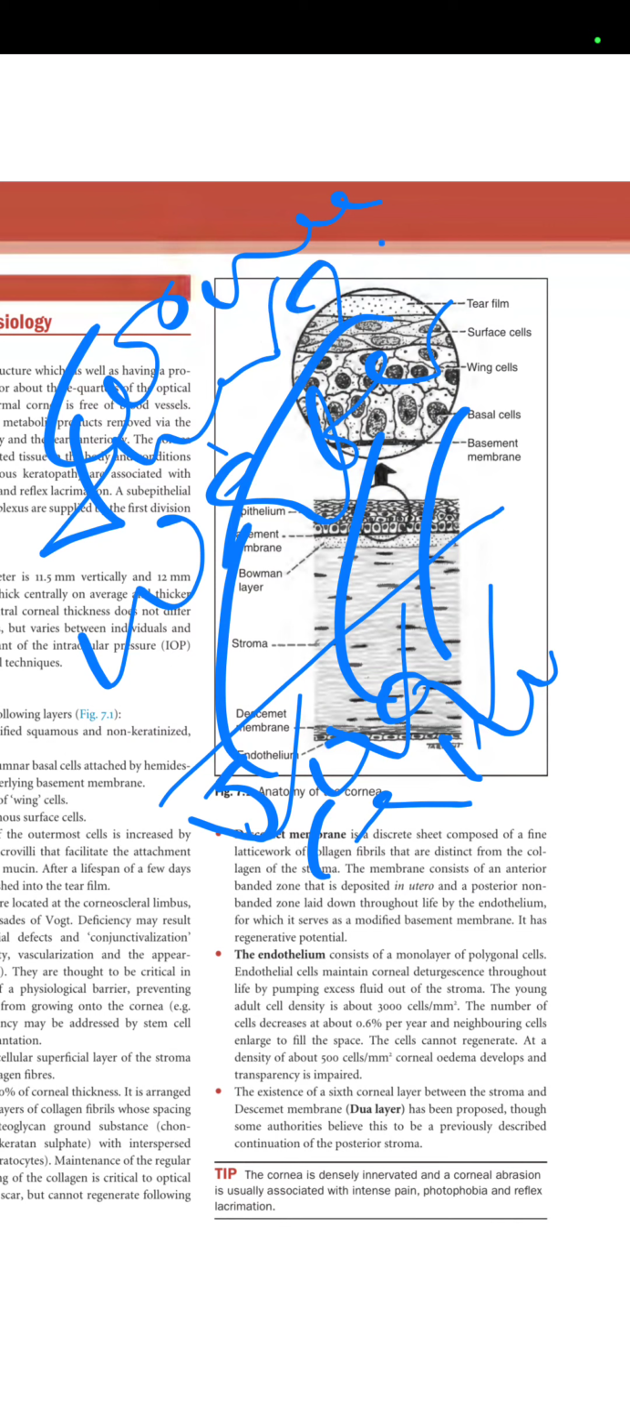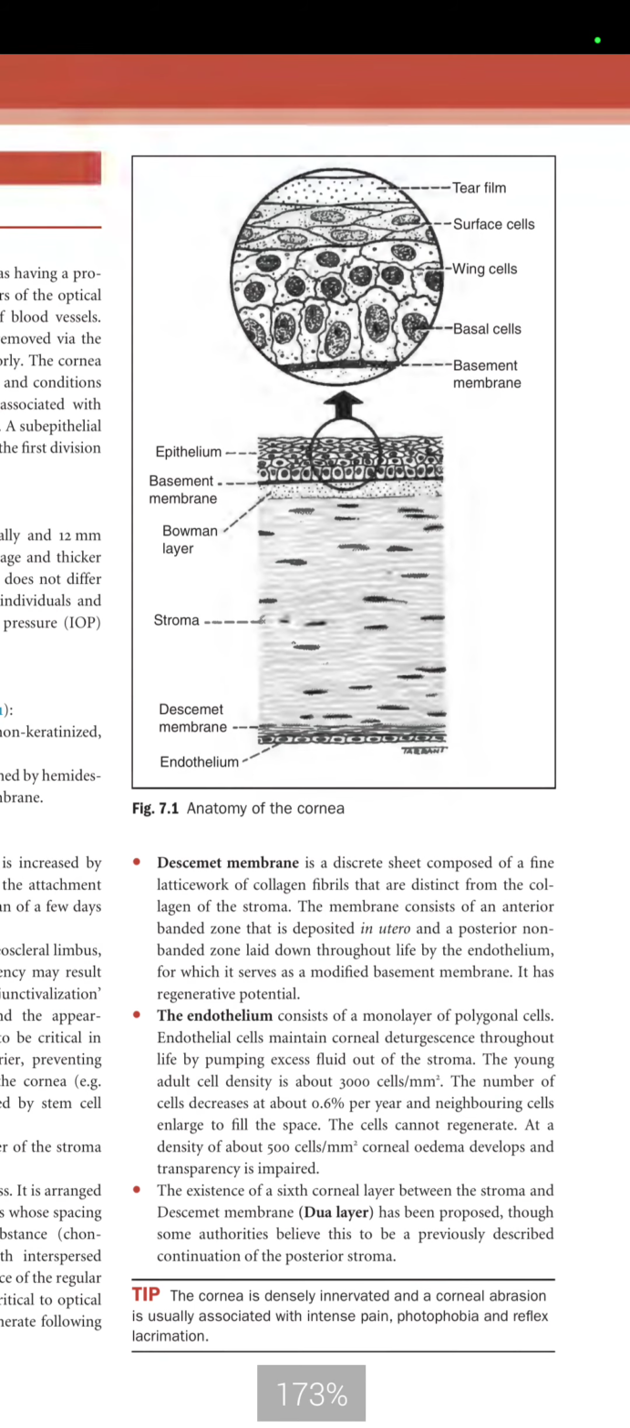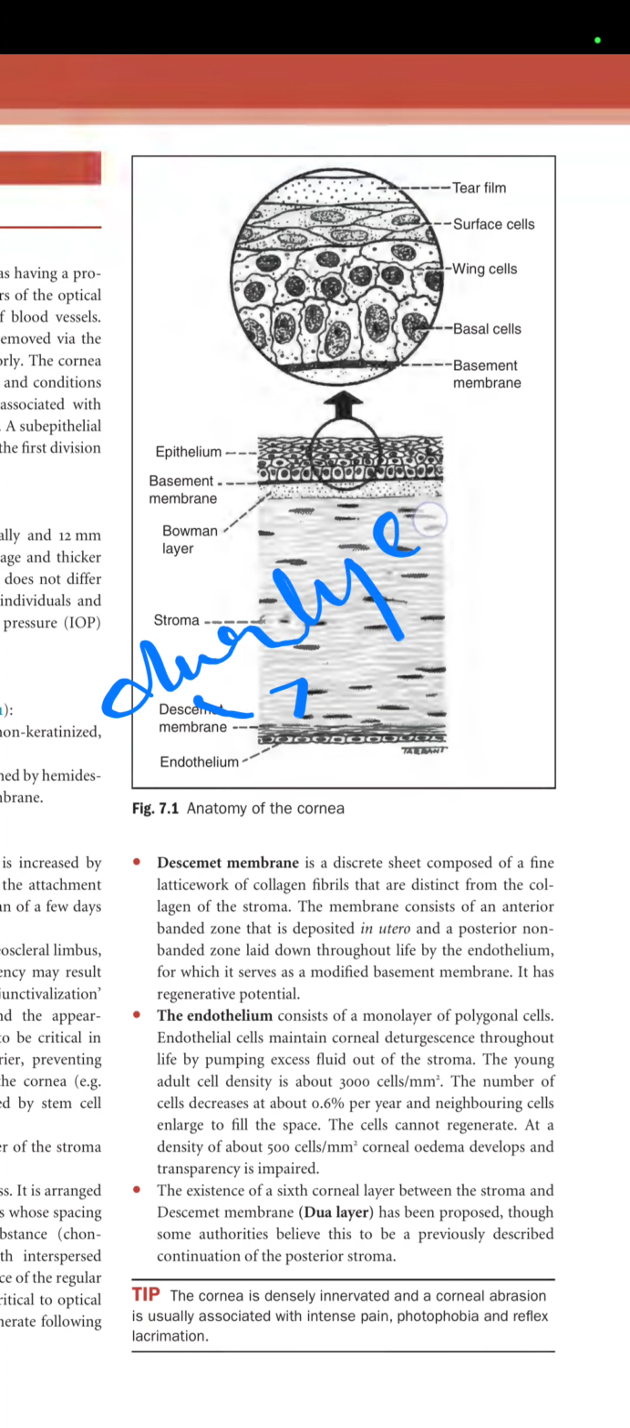Then there is the existence of a sixth corneal layer between the stroma and the Descemet membrane. The Dua layer has been proposed, though some authorities believe this to be a previously described continuation of the posterior stroma. So basically, the Dua layer is between the Descemet membrane and the stroma, somewhere here, and there are the regularly arranged posterior stroma fibers. Tip: the cornea is densely innervated, and a corneal abrasion is usually associated with intense pain, photophobia, and reflex lacrimation. So that is part 1 of the cornea.